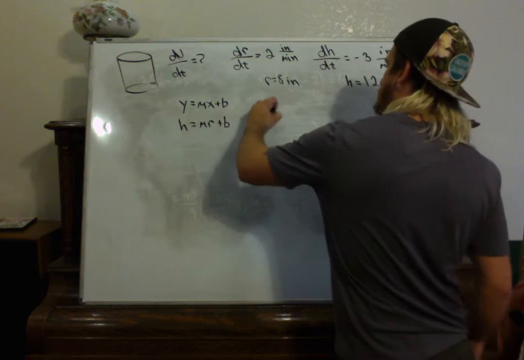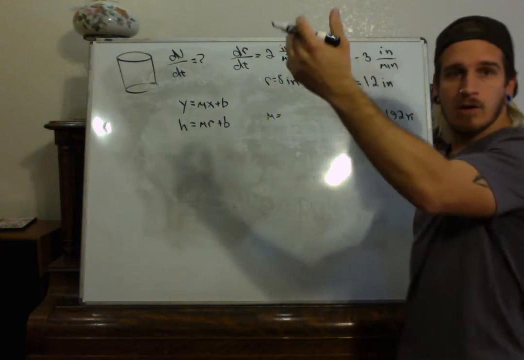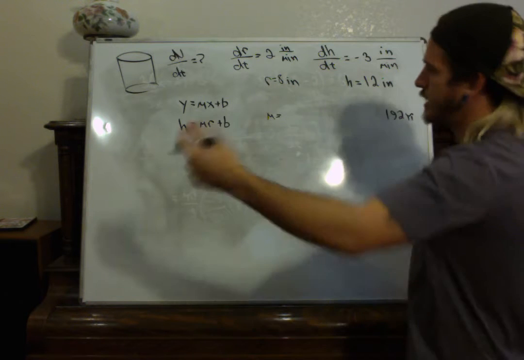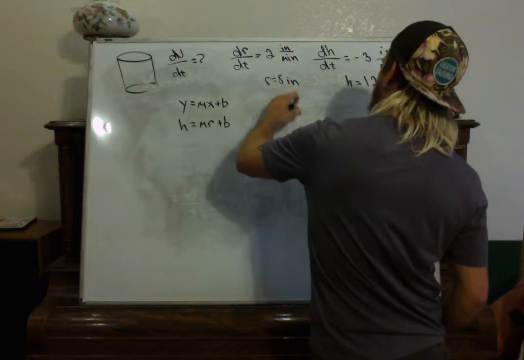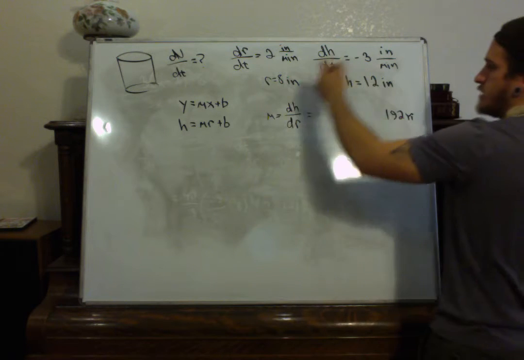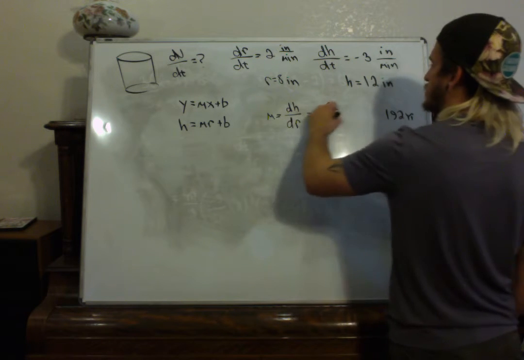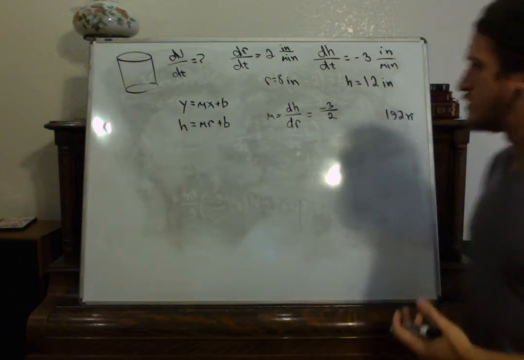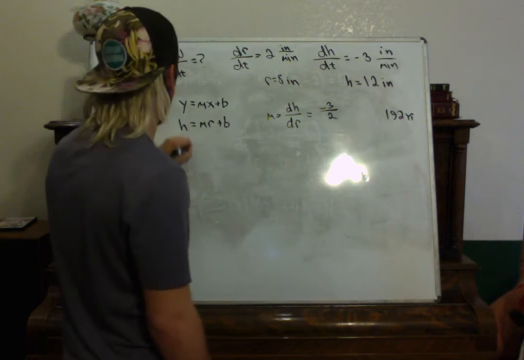Alright, slope, let's see. Remember, slope is the change in the y-coordinate over the change in the x-coordinate, or here it's going to be the change in h over the change in r, which we have. The change in h is -3, and the change in r is 2. So this would be the slope of our linear relationship.